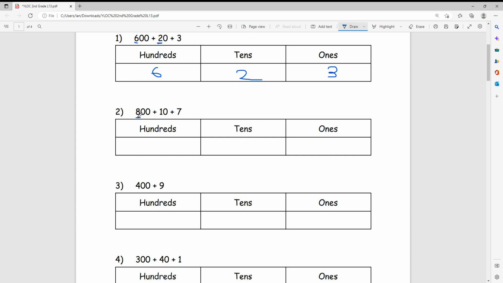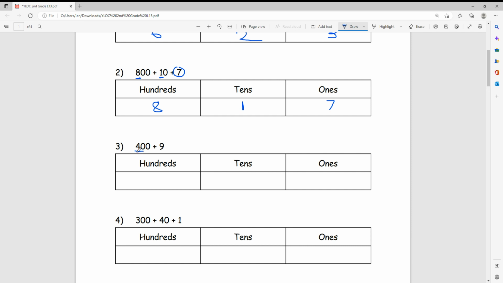Number 2, 800 here, so we write 8. For the tens, there's 1 right here, so we write 1. And for the ones, there's just 7 here. Next is 400, so 4 for the hundreds. No tens, so we write 0. And then our ones is 9.